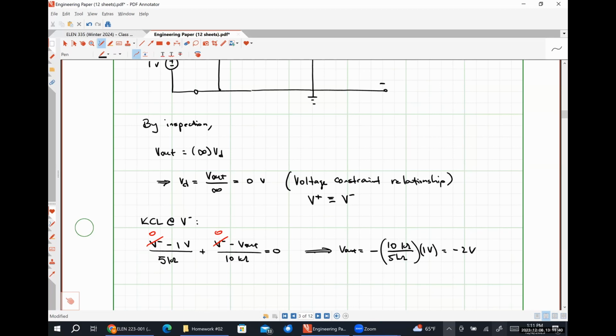So whenever we deal with negative feedback op-amp circuits, specifically where our open loop voltage gain is large, really anything over 1,000 will be good enough.